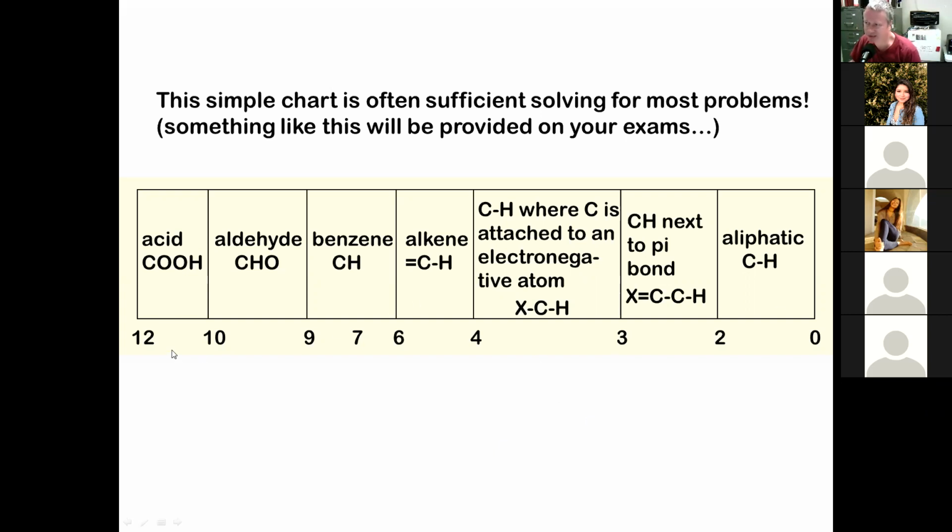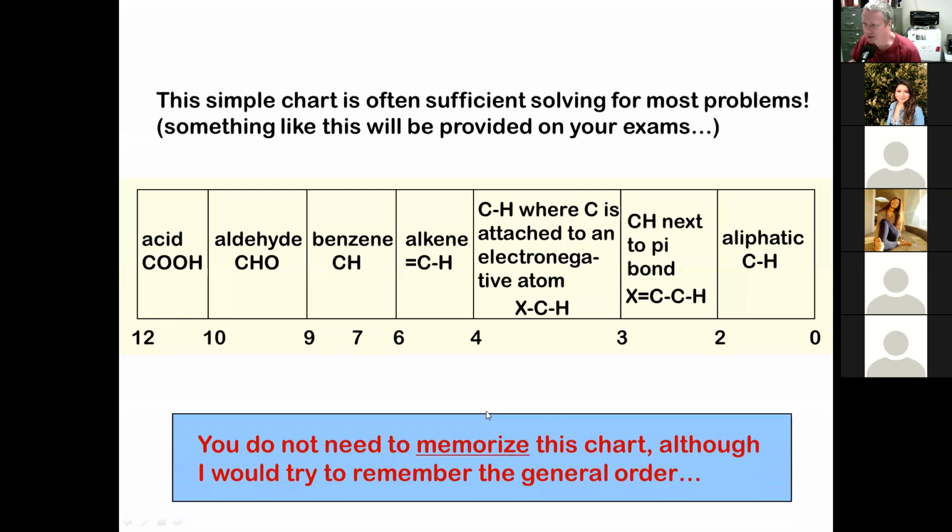Now, there's a little bit of exception here and there, and so this is a general guideline, but there will occasionally be a little bit of an exception. Like if I have multiple electronegative atoms, it might be a little further downfield. But anyway, this is a good start, right? Okay, you don't need to memorize it. I would try to remember the general order, but have it available. It's an open note course.